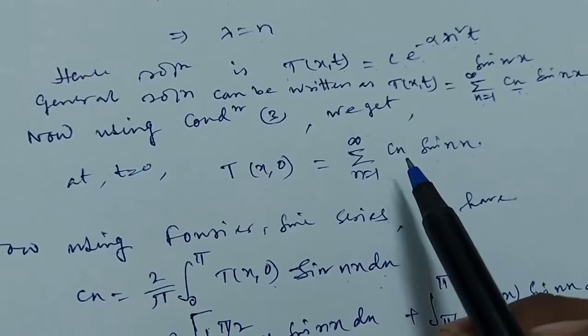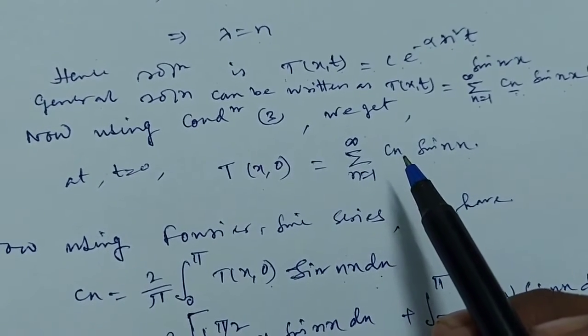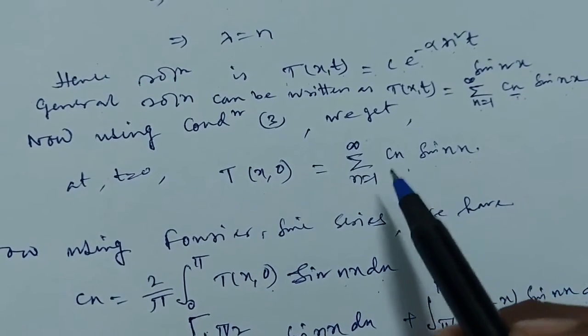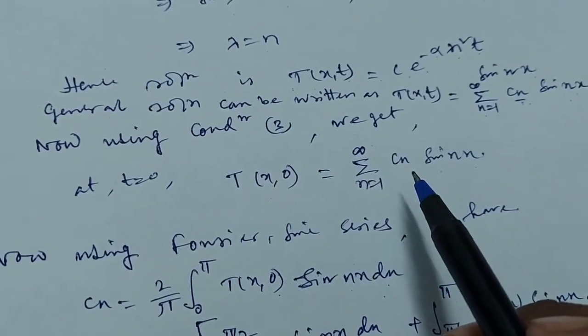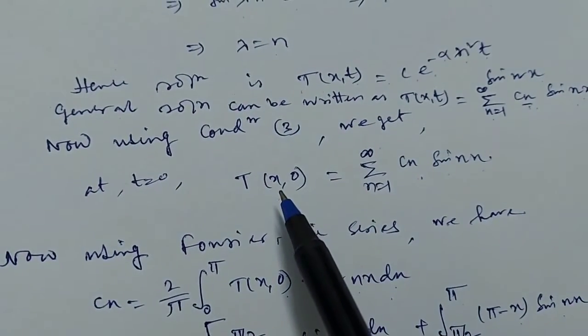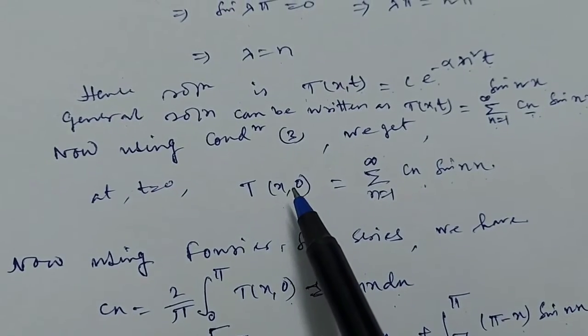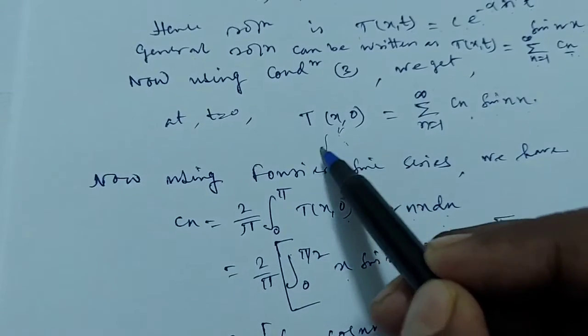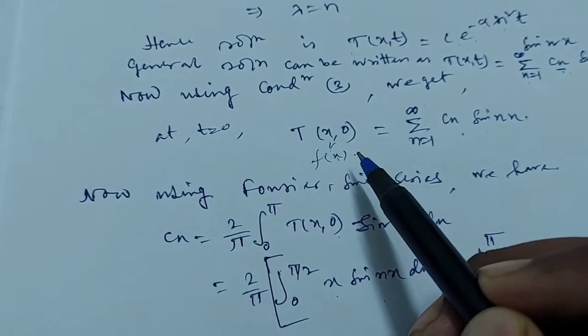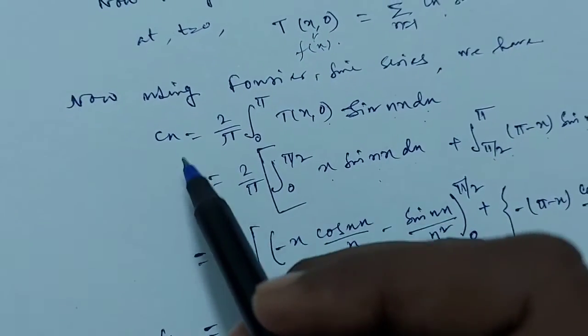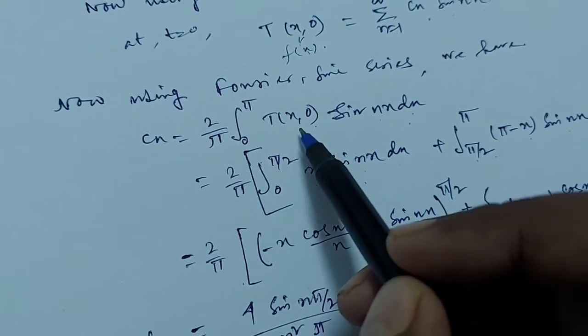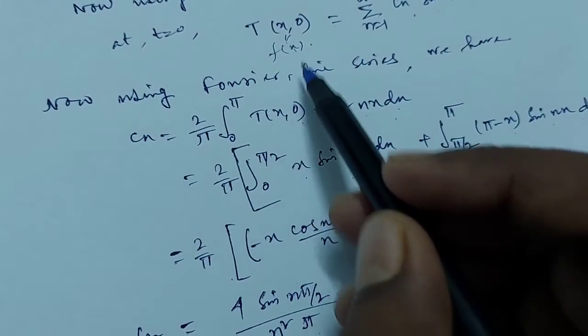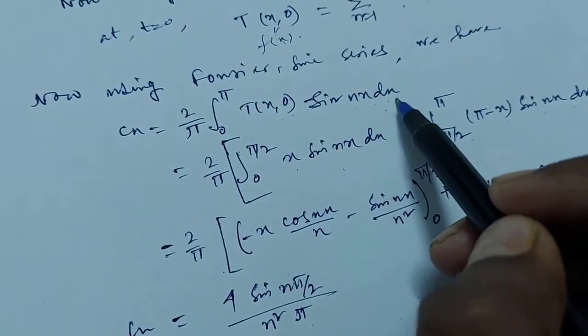To find the values of cn we have to use the Fourier sine series, because this is a function of x only. So this can be assumed as f(x), and now you can solve this using the Fourier sine series. By the Fourier sine series, cn = 2/π ∫ from 0 to π of f(x) sin(nx) dx. Here f(x) is T(x,0).